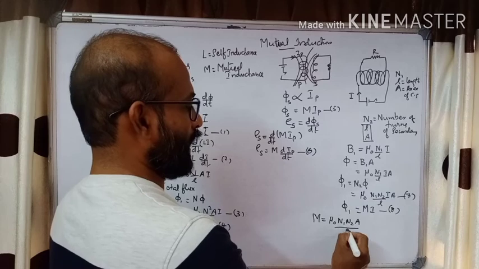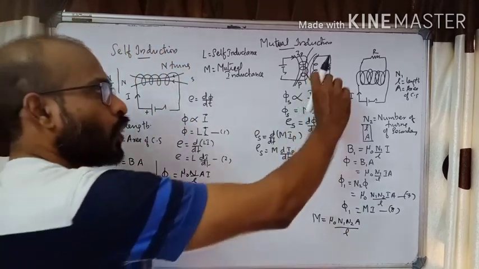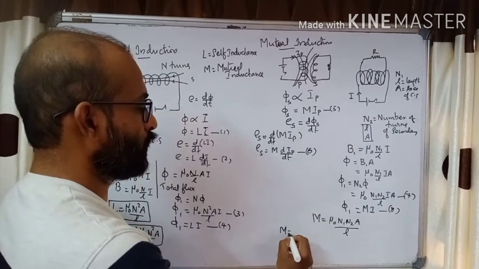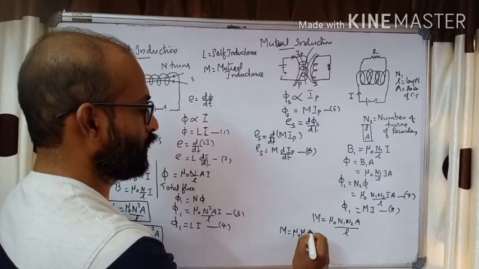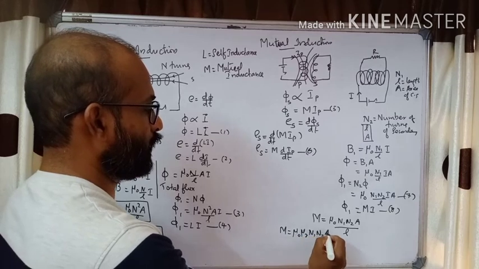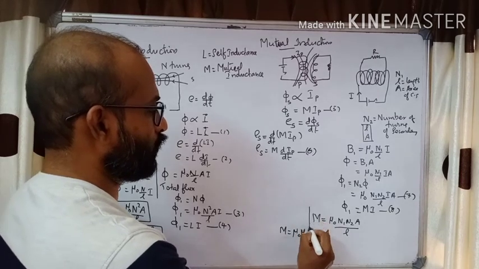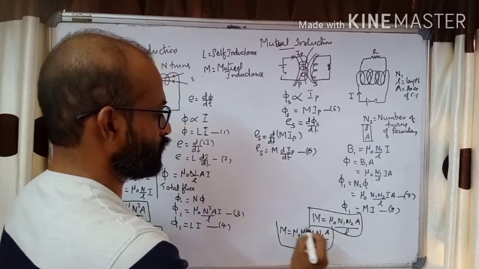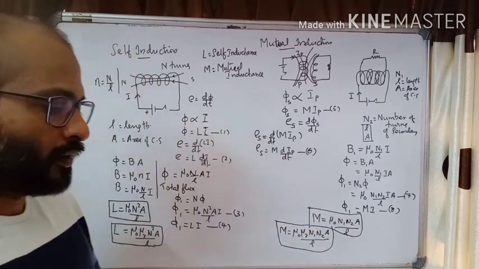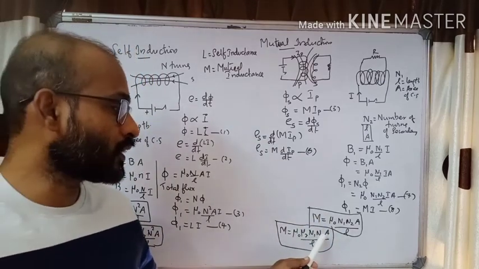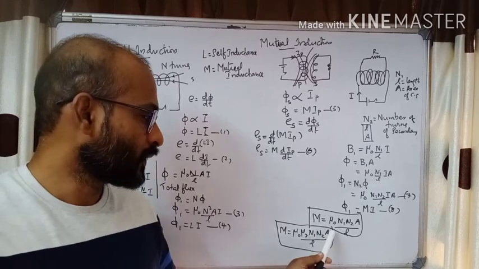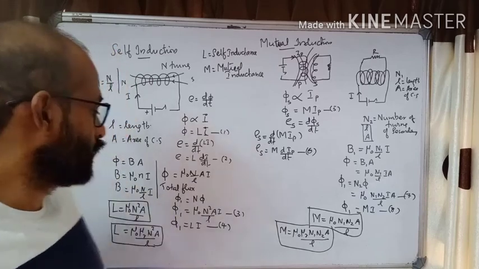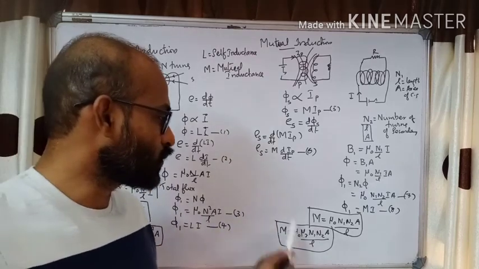If an iron core with permeability mu r is inserted, we can modify the equation: M is equal to mu 0 mu r N1 N2 A divided by L. This is the equation for mutual inductance between a pair of coils. For a pair of coils, the mutual inductance depends on the number of turns of primary as well as secondary, the area of cross section of each coil, and L, the length of the coil. This is for self inductance and this is for mutual inductance.